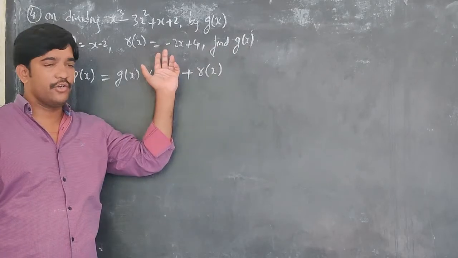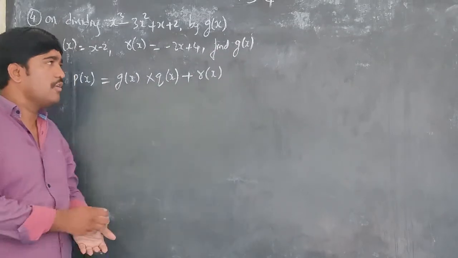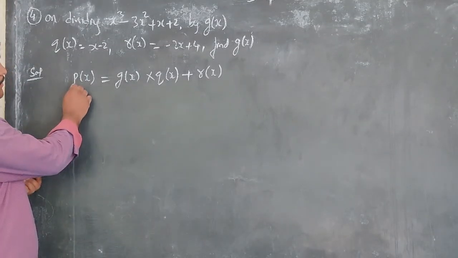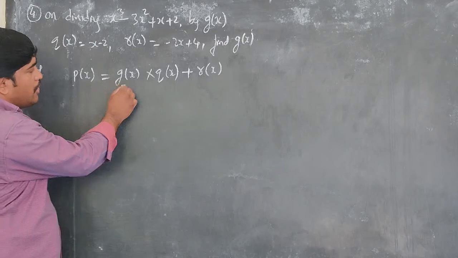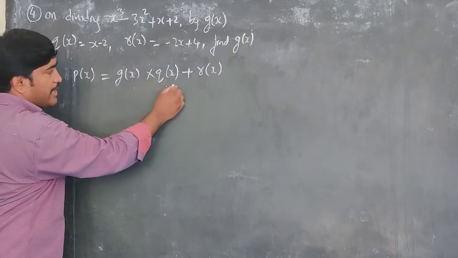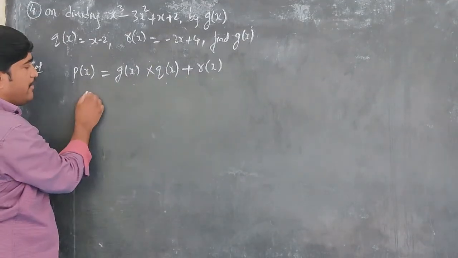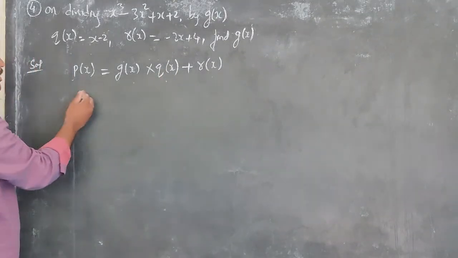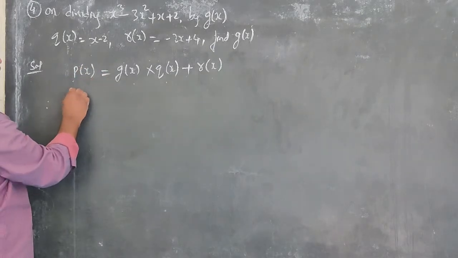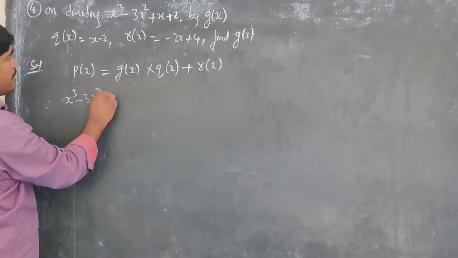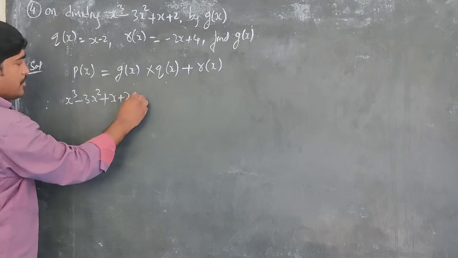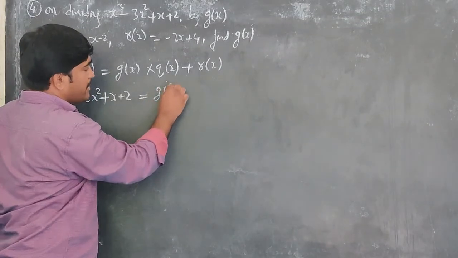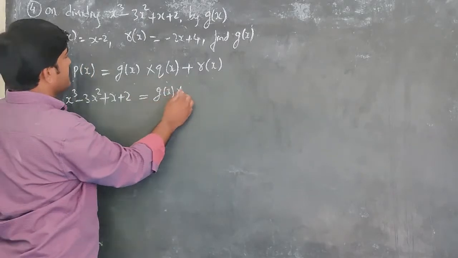Now we will see how to find it when one term is not given. For this I will use the division algorithm. What is the division algorithm? P of x is equal to g of x into q of x plus r of x. This is nothing but dividend is equal to divisor into quotient plus remainder. Now here I will substitute. What is the p of x given? X cube minus 3x square plus x plus 2 is equal to, what is the g of x? I don't know. G of x into, what is q of x?